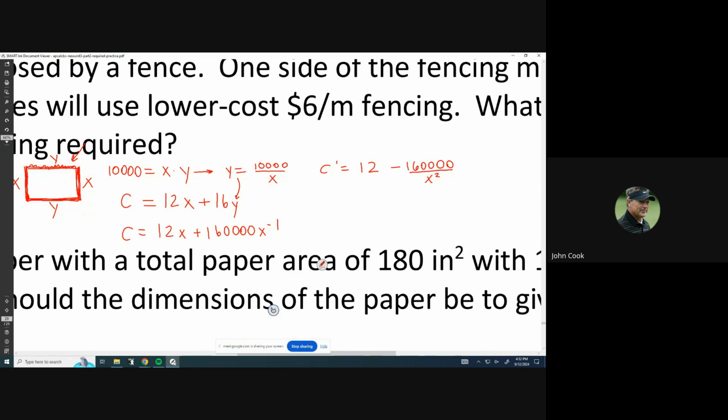And now I start talking about the critical numbers, because when you want a minimum value or a maximum value over an endpoint, you want to look at endpoints, and you also want to look at critical numbers.